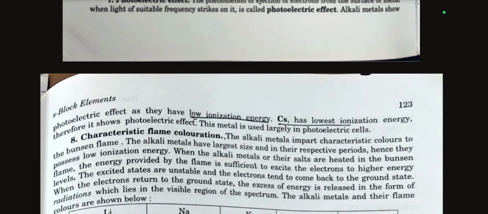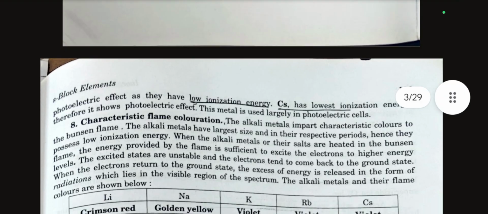Characteristic flame coloration. The alkali metals impart characteristic colors to the Bunsen flame. The alkali metals have larger size in their respective periods, hence they possess low ionization energy. When the alkali metals or their salts are heated in the Bunsen flame, the energy provided by the flame is sufficient to excite the electrons to higher energy levels. The excited states are unstable and the electrons tend to come back to the ground state. When the electrons return to the ground state, the excess energy is released in the form of radiation which lies in the visible region of the spectrum.